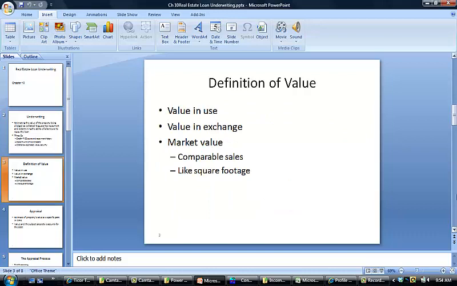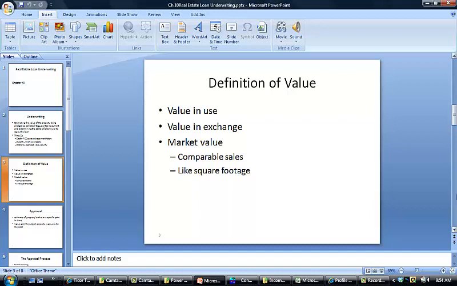So the definition of value. Value in use means, is it used for its proper use? Is it the highest and best value? For example, a value that's probably not highest and best might be a single-family residence, its own single-family, that's in a commercial area. Is that highest and best use? Should that be converted to a commercial endeavor where it's going to start generating income?